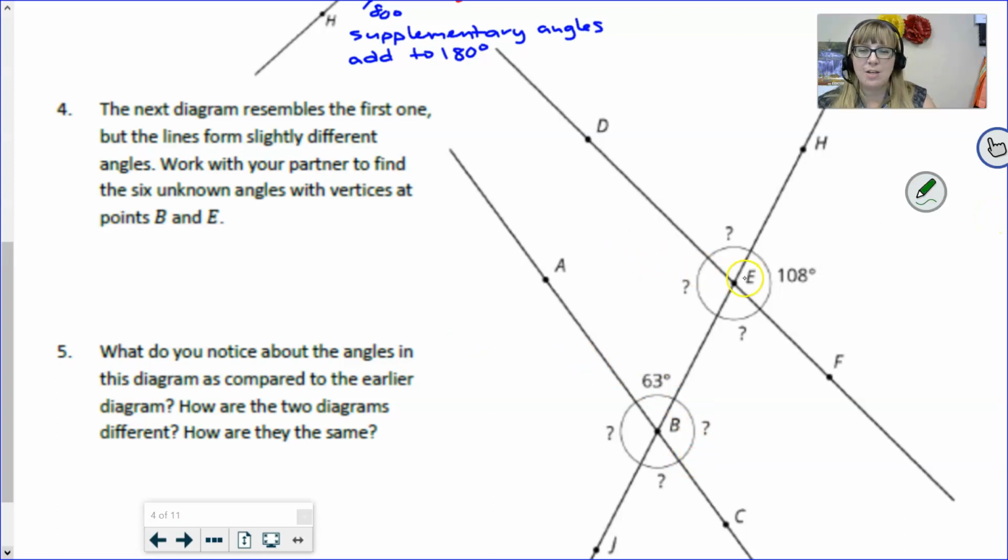This time I'm not going to make you write down all of our justifications. You've got the practice, but I am still going to show my work. This is 108 degrees, so I know vertical angles are congruent. That will also be 108 degrees.